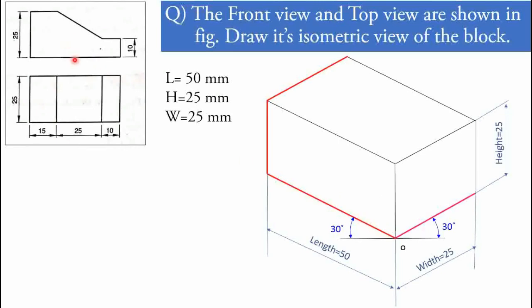This bottom edge, that is 50 mm length, I have represented here with the help of a red color line. Then the vertical line of 25 mm at the left side. One more thing I would like to mention here: the length is horizontal in the front view, but in isometric view it will be represented by a 30-degree inclination line. Never represent the length as completely horizontal.